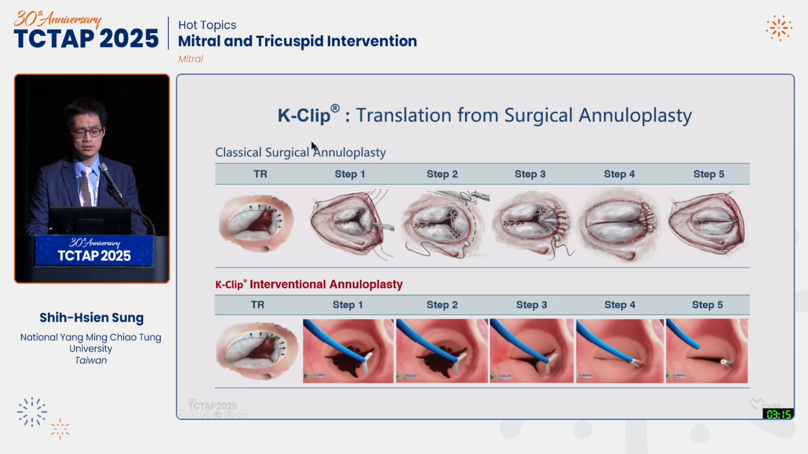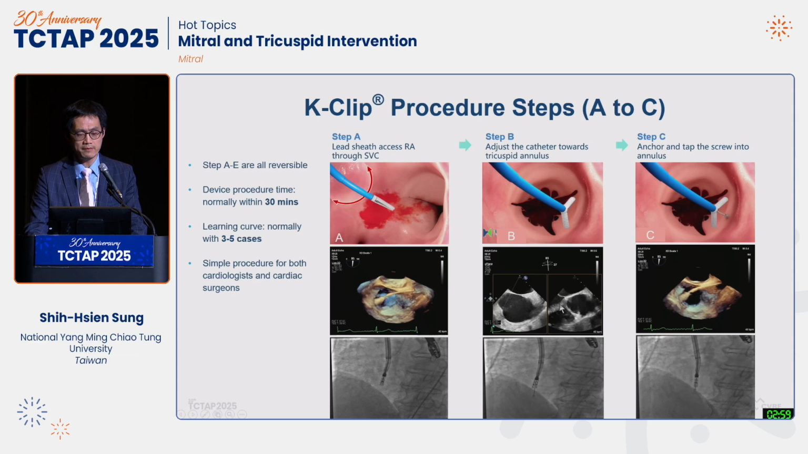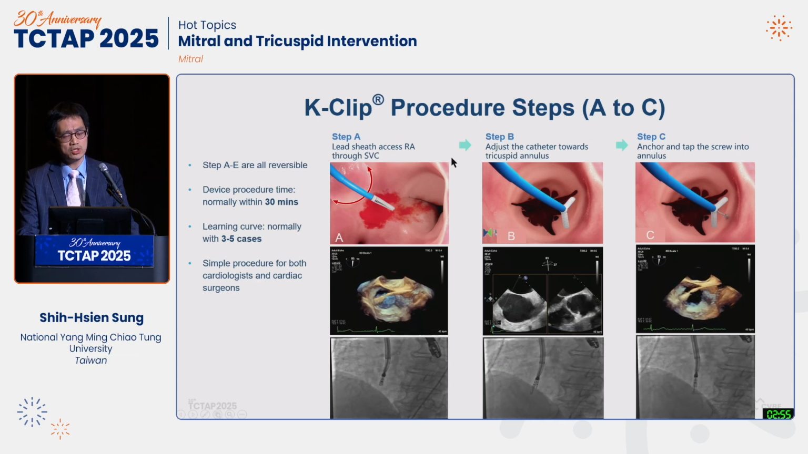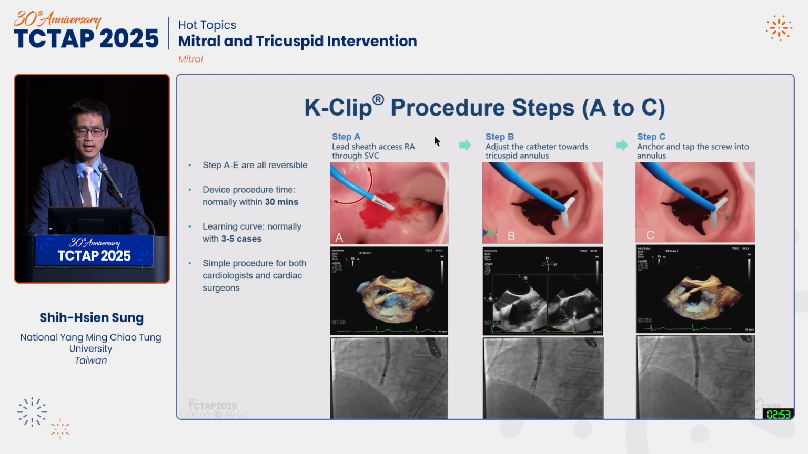The annuloplasty technology, the K-Clip, is designed according to the surgical approach, the Kay procedure, to bicuspidize the tricuspid valve. So it can introduce a focal annuloplasty to bicuspidize the tricuspid valve. Compared to the TEER procedure, the imaging requirement is a bit less.